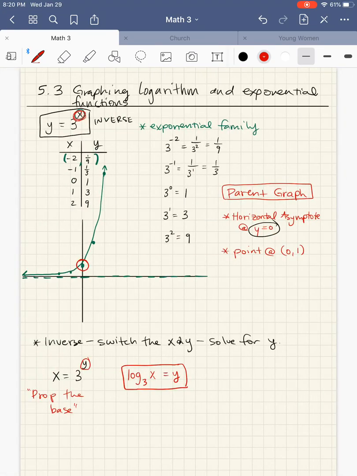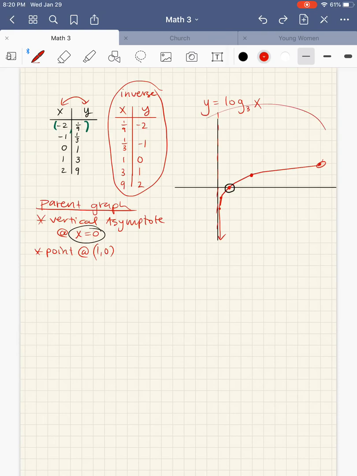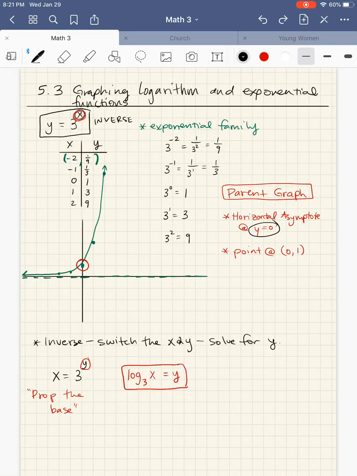So this is what our parent graph will look like for the exponential, and this is what my parent graph will look like for logarithm. If you notice, those graphs are inverses of each other, and they would be symmetrical over that dotted line y equals x. If you remember, I think this is what exponential looks like, something like this. So you can see that those are inverses. It's really important for today's lesson that you understand what the parent graph of logarithm and exponential look like.